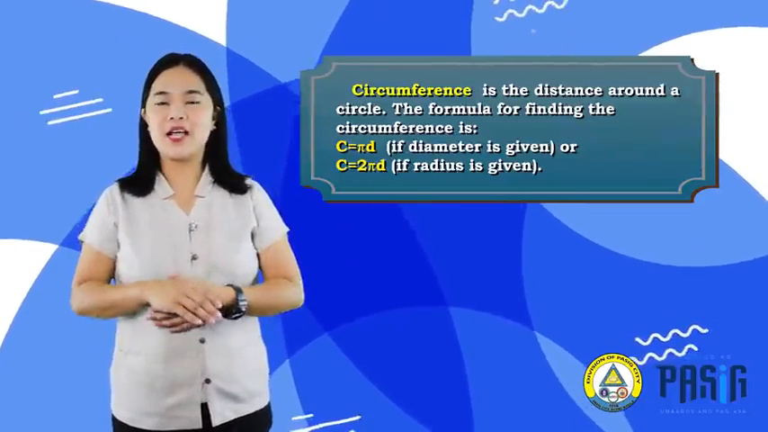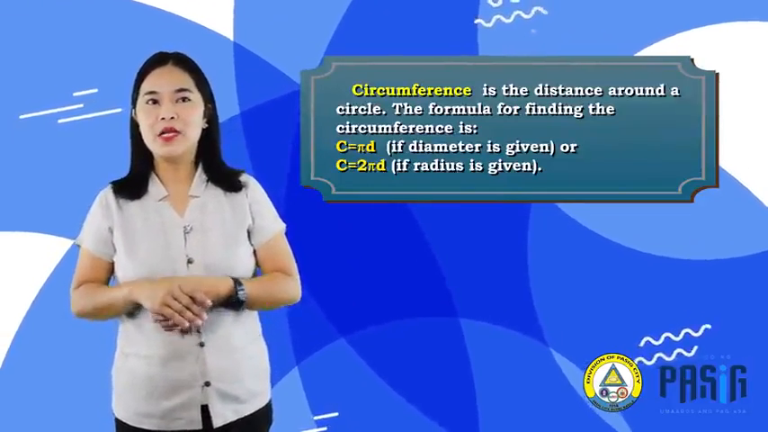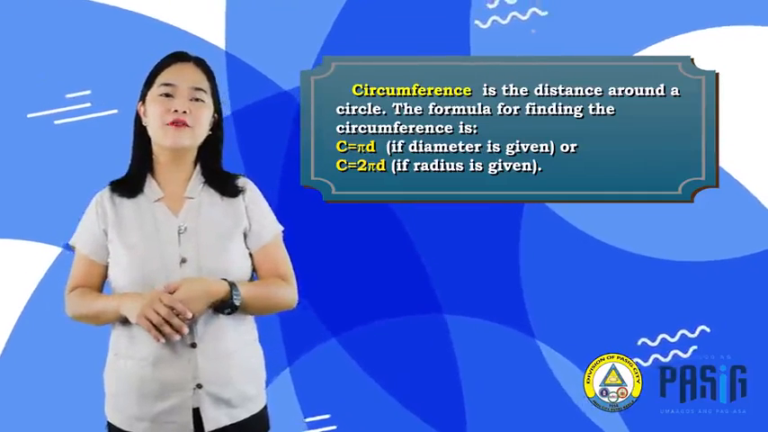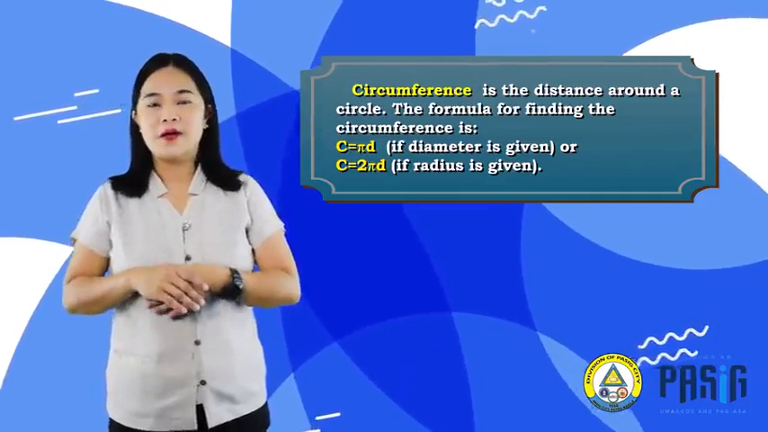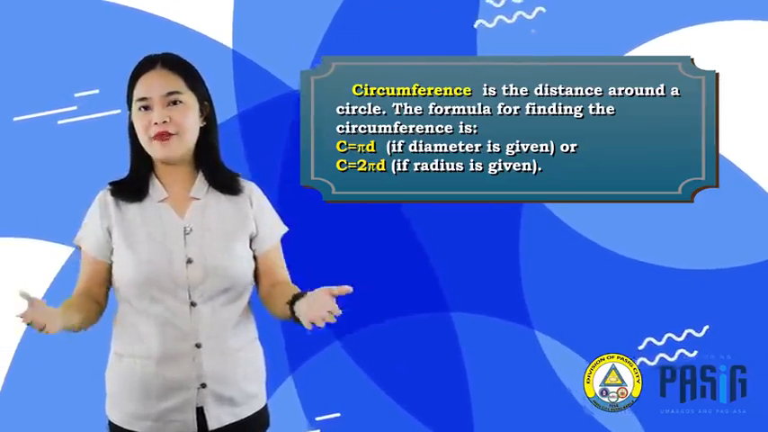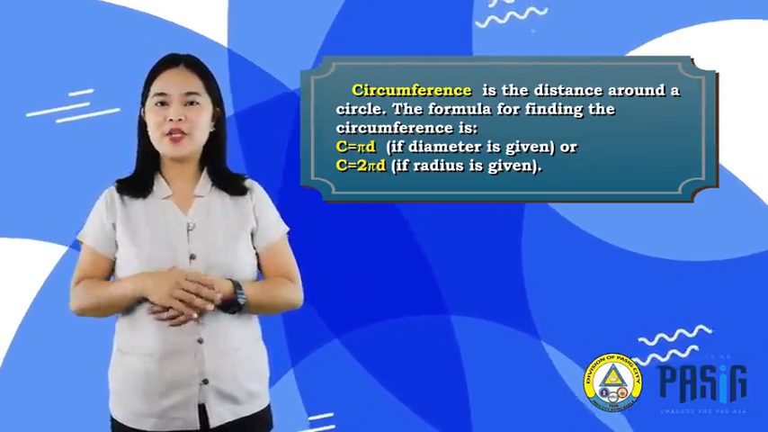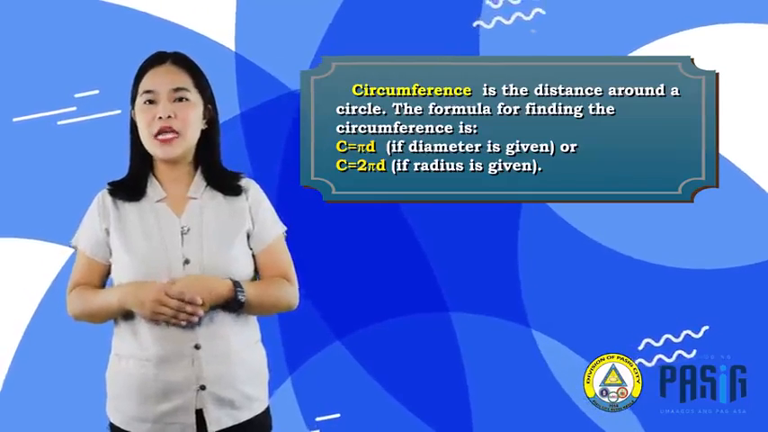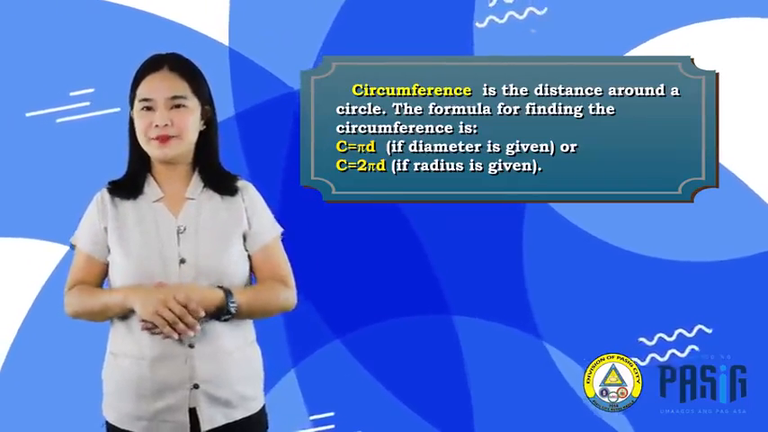Circumference is the distance around a circle. The formula for finding the circumference is circumference equals pi times diameter if diameter is given. Circumference equals 2 pi times radius if radius is given. Based on the eye-opener, Mr. Jose planted vegetables on his circular garden.